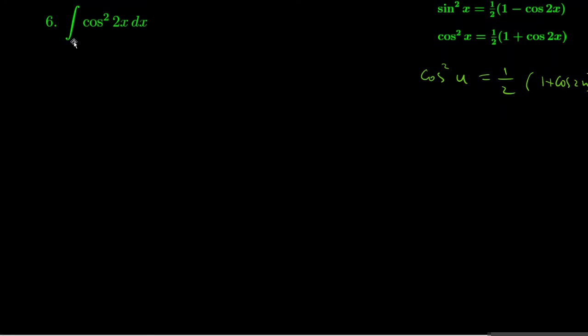Now for the question on the screen, for number 6, we can apply that formula. You just imagine 2x as u, and then you apply the formula. I believe you can leave the factor 1/2 out of the integration notation, right? After that, that's ugly integration notation.